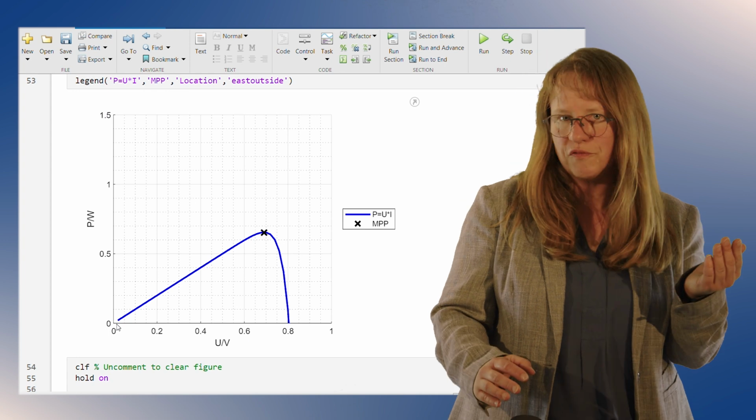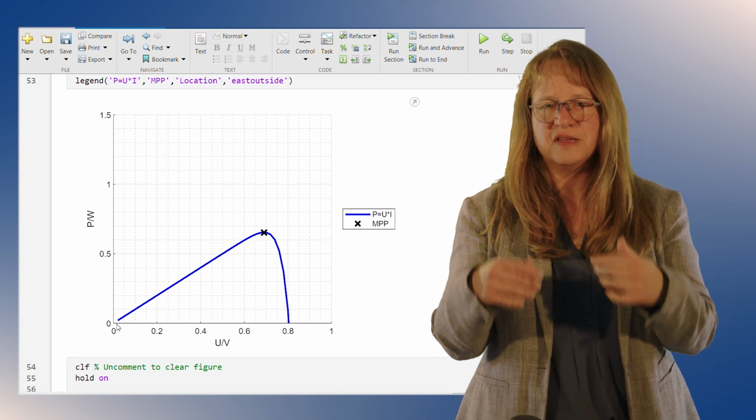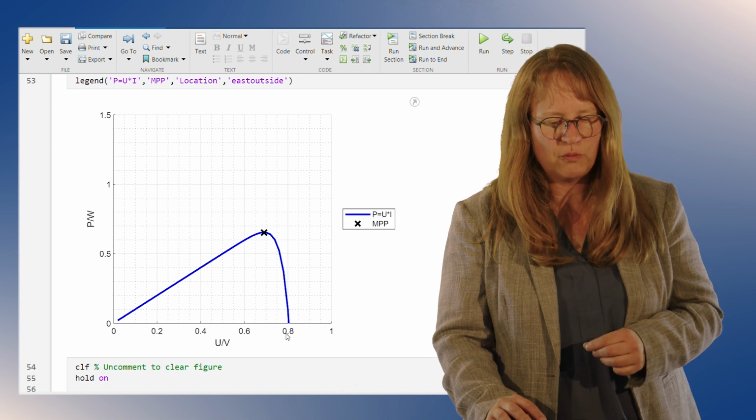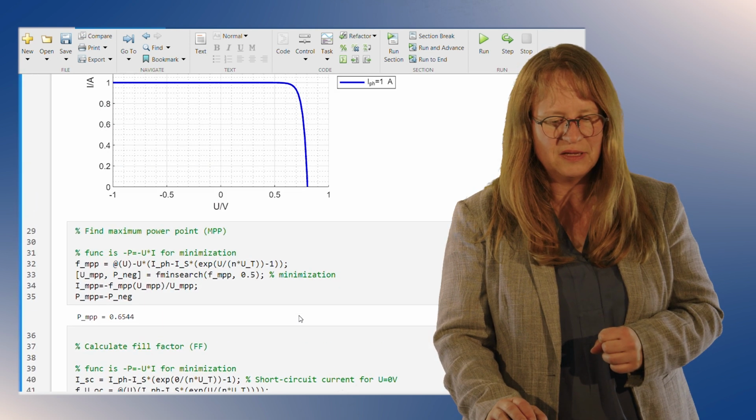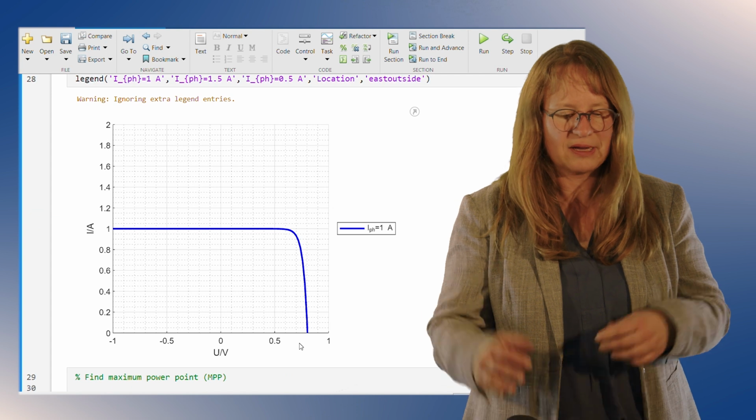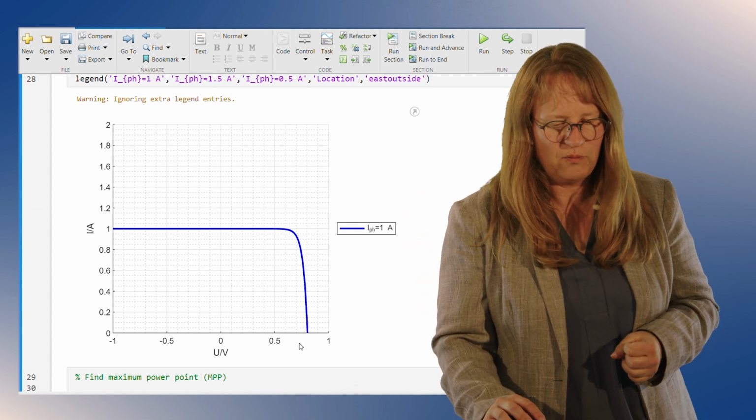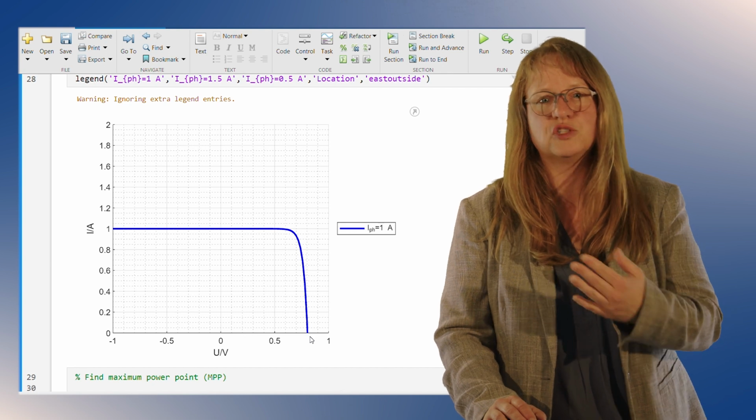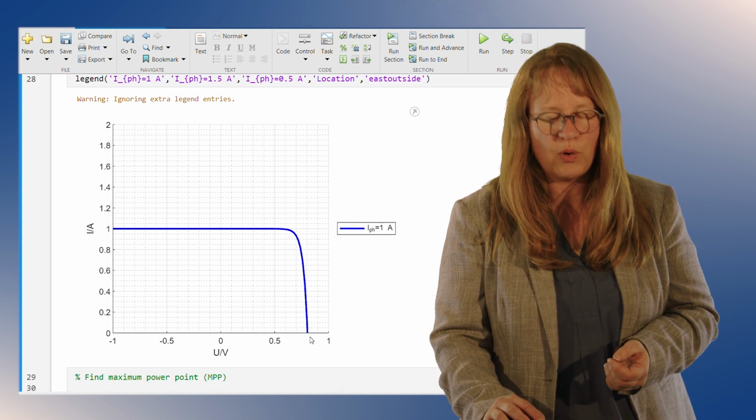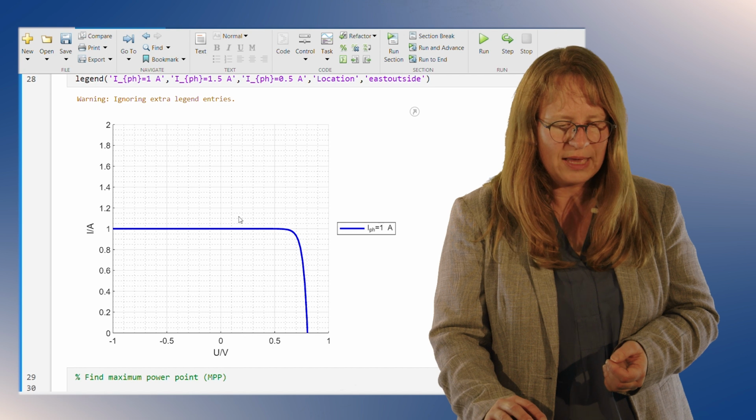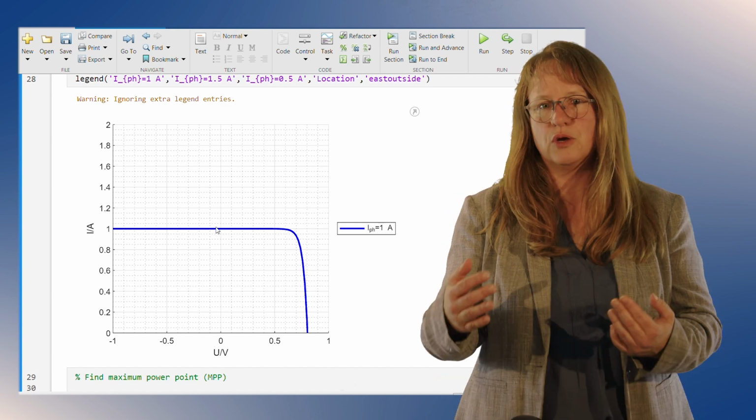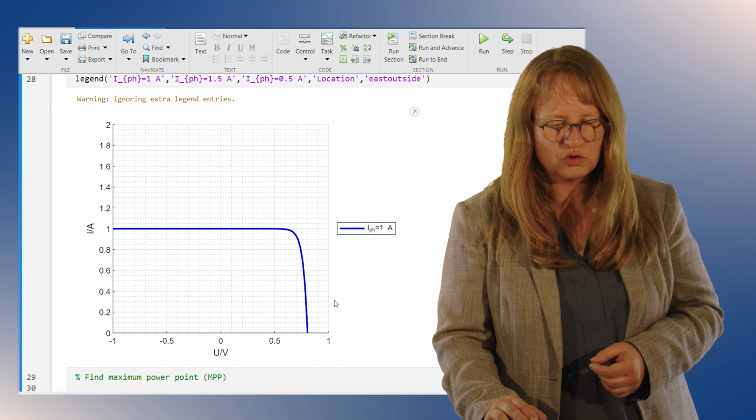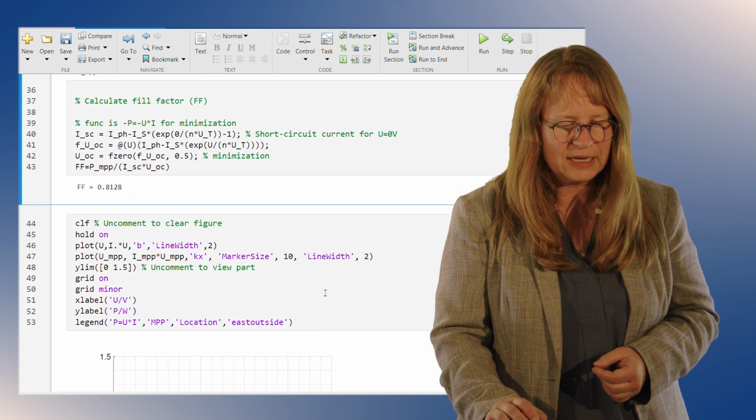So if we have 0 volts and 1 amp current, then 0 times 1 is 0. So at 0 volts, we have 0 power. If we are at this point here, where the current is 0, then we can multiply the voltage of 0.8 volts with 0 amps, and that is also 0. So at this point, we have 0 power. And in between, we have a positive power if we are operating in this quadrant, the solar cell. And that is what is shown here.